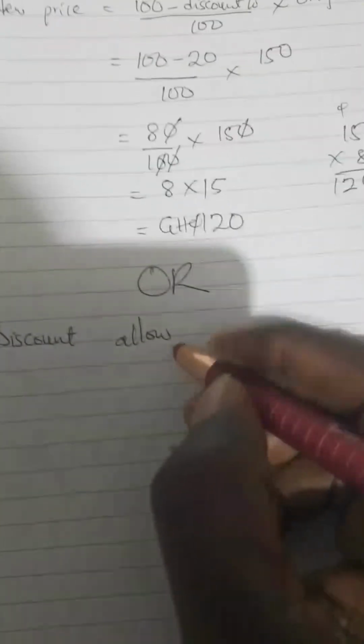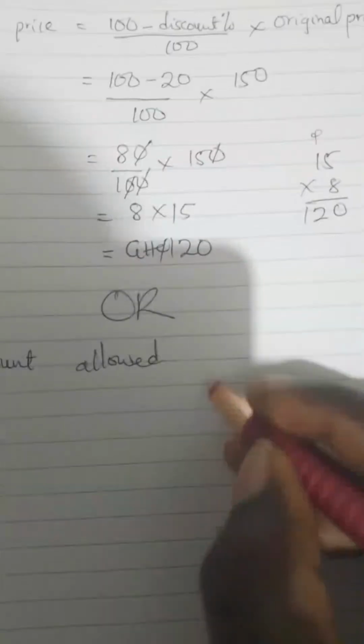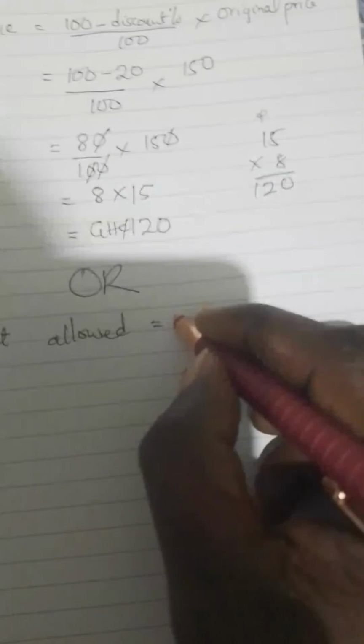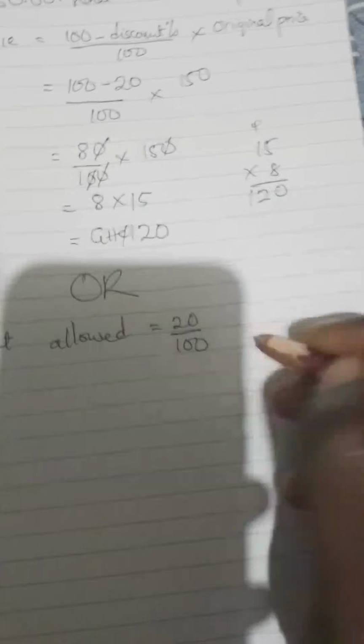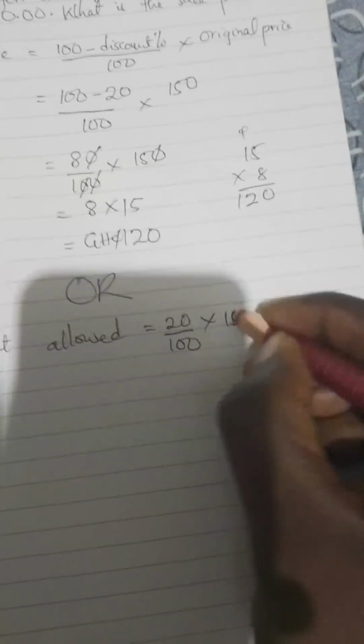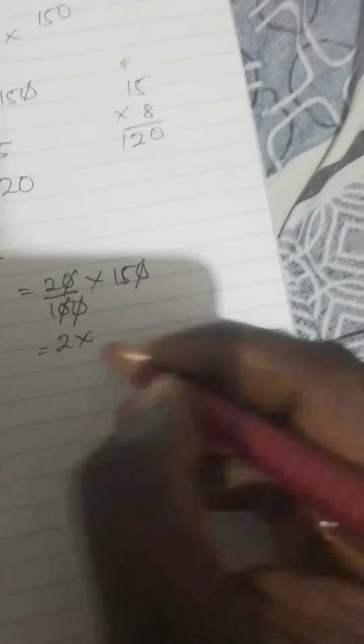That one we just calculate 20% on the 150. So 20% is 20 on 100 times 150. Right. So 0 cancels this, 0 cancels this. So you get 2 times 15, and that will give us 30. So this is the discount allowed, another method.